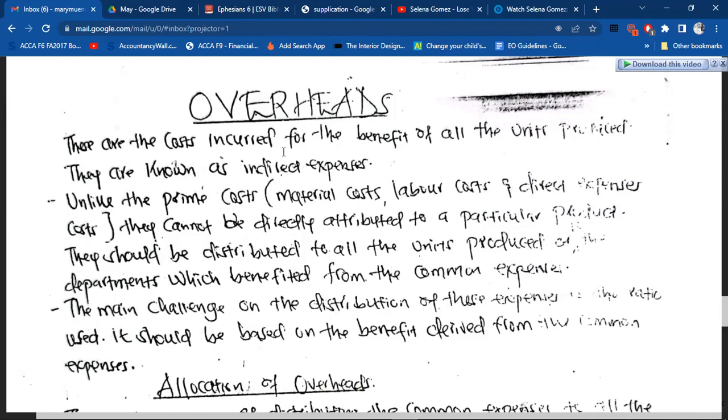So what do we normally do? Once we incur certain costs, we have to distribute them to the total number of units which are going to be produced, or the total cost incurred in terms of the indirect expense. It has to be attributed to all the departments which benefited from the common expenses. The main challenge is the distribution of these expenses to the departments we are working with, and we attribute using ratios, based on the benefit derived from the common expense.